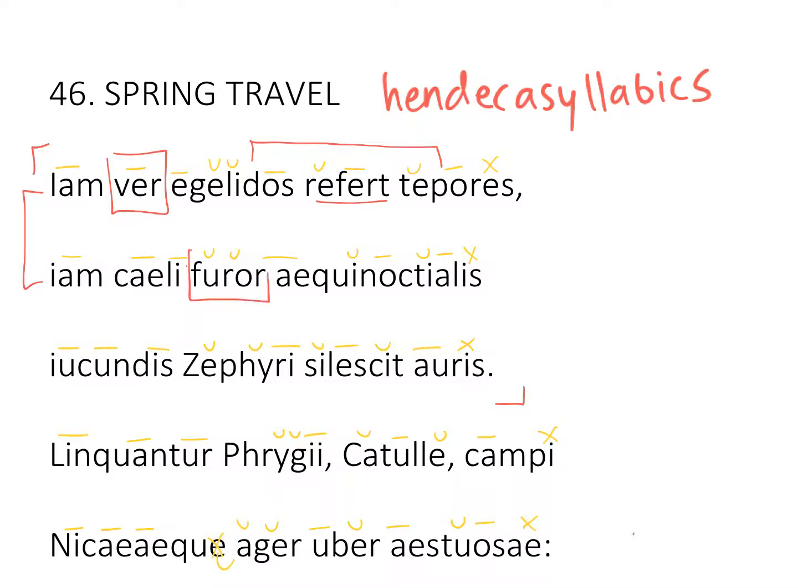Now, furor, the frenzy of the equinoctial heaven, meaning the stormy nature of the sky during the equinox, the wintry seasons. So now the spring brings back not cold warmth, and now the frenzy of the heaven, the equinoctial heaven, grows silent with the pleasant breezes of zephyr.